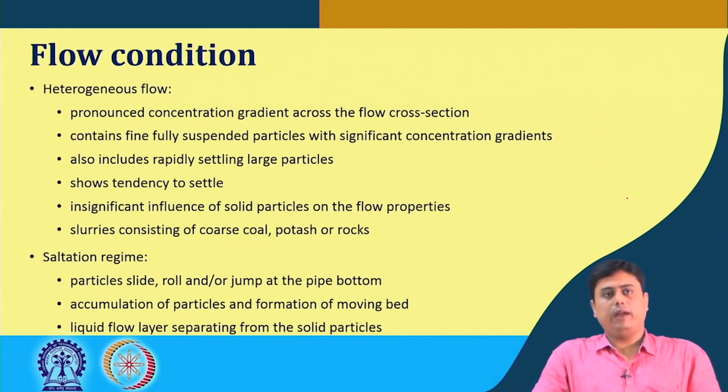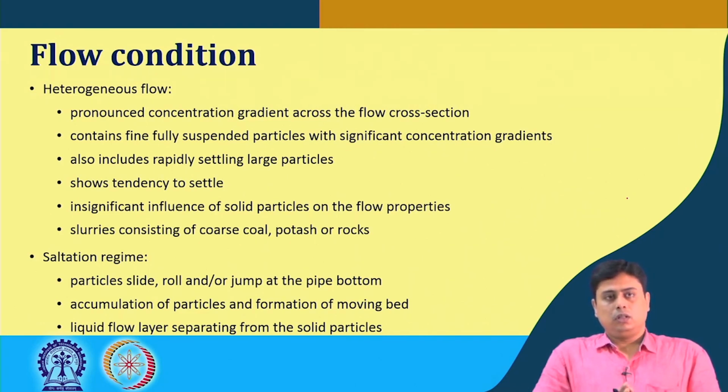In the case of heterogeneous flow, unlike the homogeneous case, there would be a pronounced concentration gradient across the flow cross section, whereas in the homogeneous case there was a uniform distribution, without any gradient. In this case, there is a pronounced concentration gradient across the flow area.